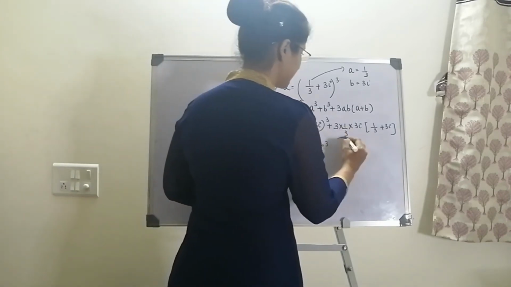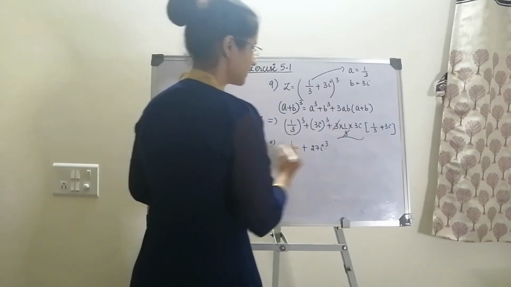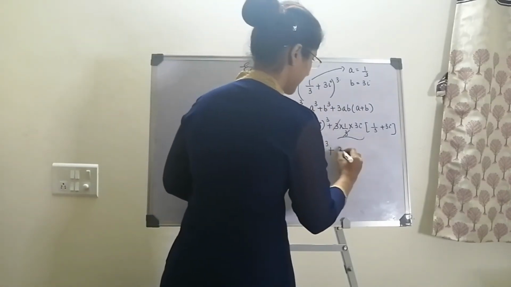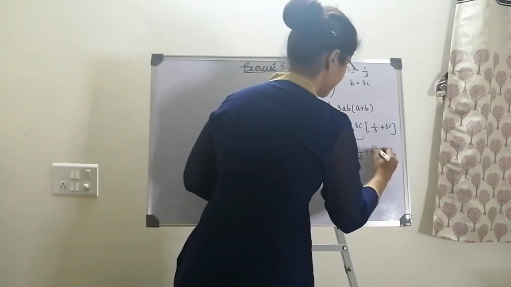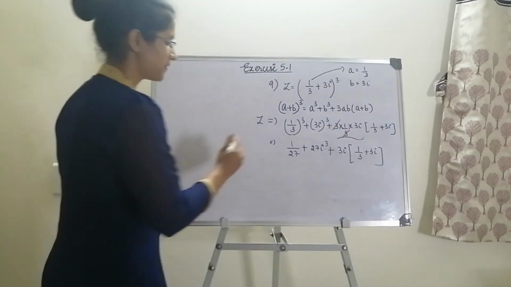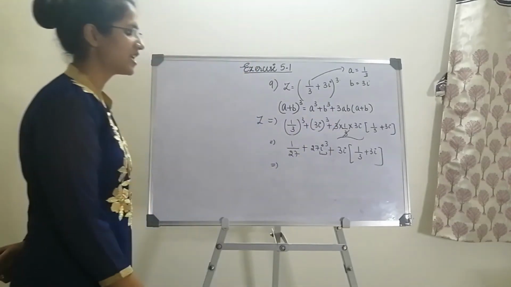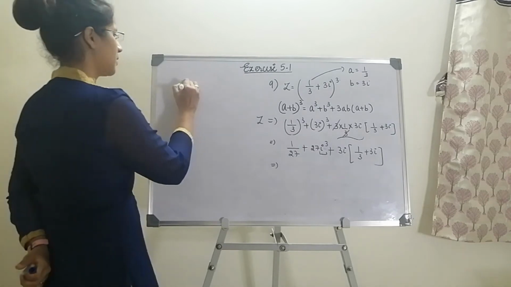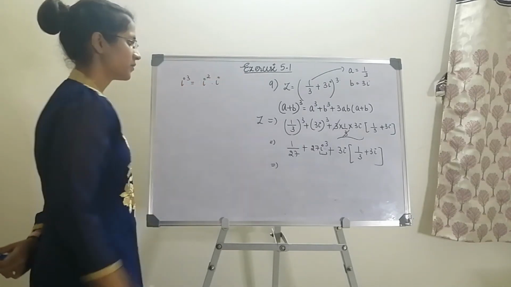Next, since the terms are getting multiplied here, 3 and 3 get cancelled. I have a plus sign. Then I have 3i into bracket 1/3 plus 3i. Now further if I simplify, I have the value of i^3 to be substituted. Now i^3 can be written as i^2 into i.